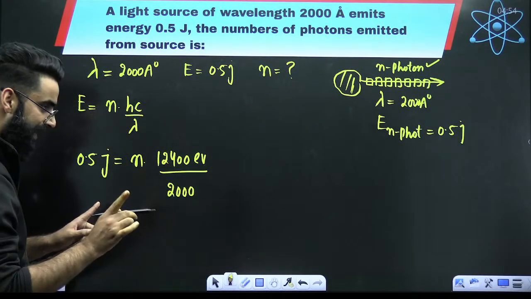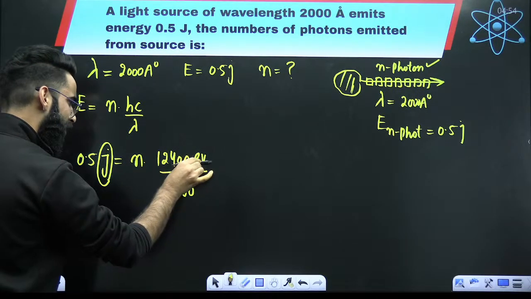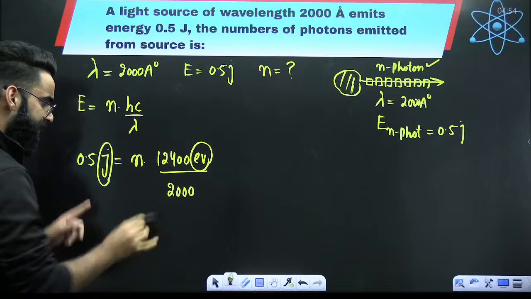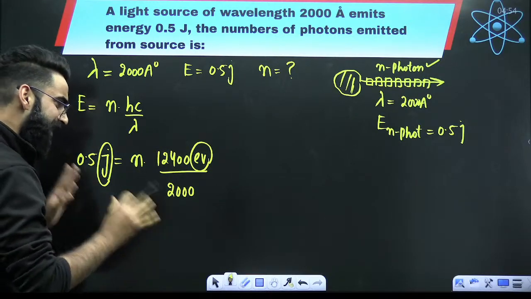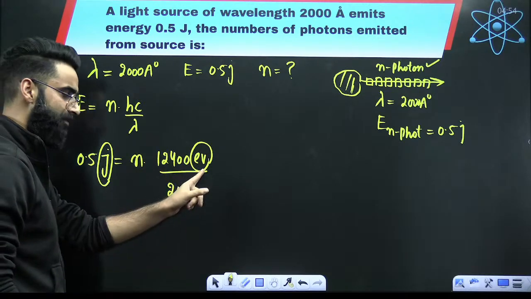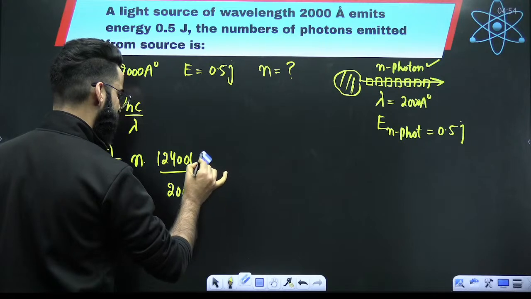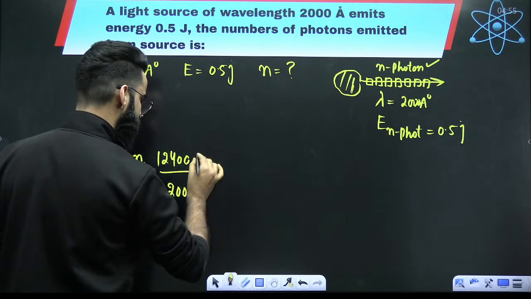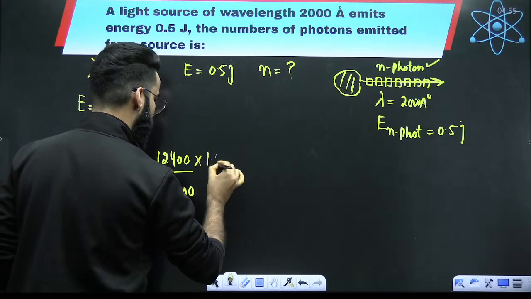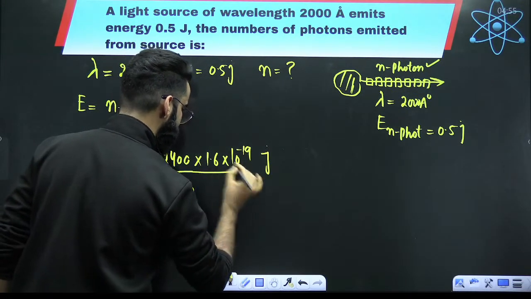Now, as you can see, don't commit this particular mistake. On left hand side, you have got joules. On right hand side, you have got electron volts. Now, you can only cross multiply things if the units on both the sides are same. But here it's joules, here it's electron volts. But you already know 1 electron volt is 1.6 into 10 raised power minus 19 joules. Now the left hand side is also in joules.